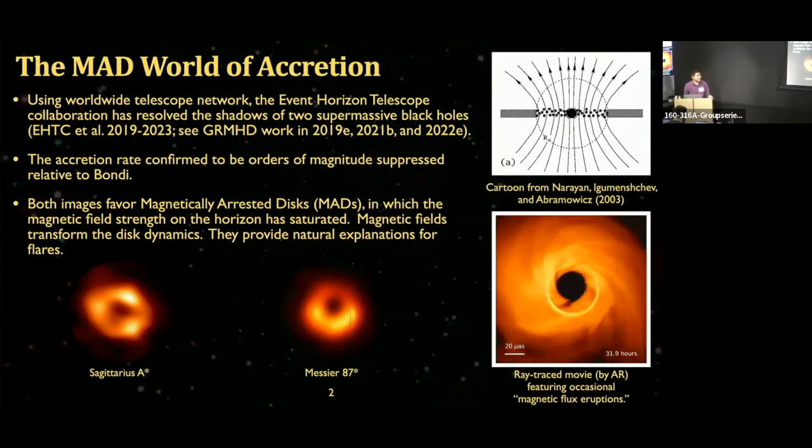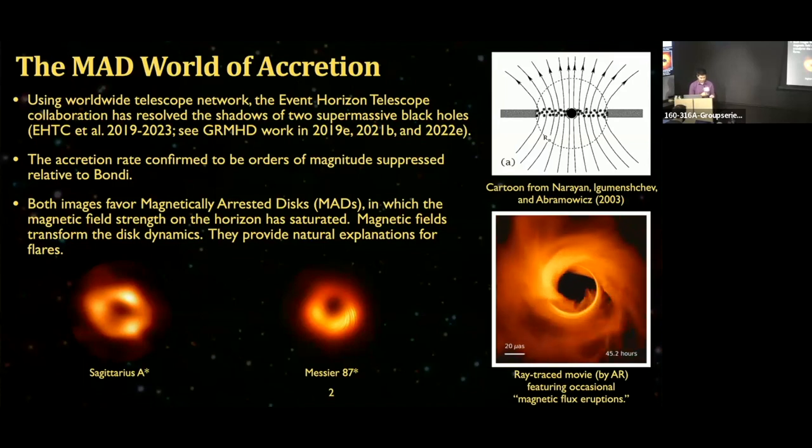In addition, these models produce natural explanations for multi-wavelength flares. If you were watching the movie earlier, you would sometimes see this cavity appear in the millimeter image that I'm simulating here. And this is due to what's called a magnetic flux eruption event, where as more magnetic flux is trying to accumulate onto the black hole, reconnection occurs, causing an expulsion, which could also power high energy flares.